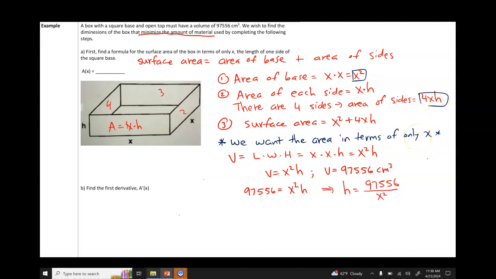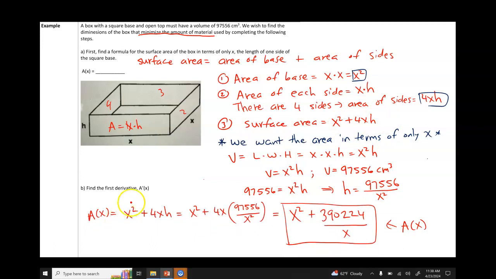So in order to get this in terms of x, we're going to solve for h, which is going to be 97,556 over x squared. And by doing that, we can now replace the h with this term and get everything in terms of x. Okay, so now our surface area is going to be x squared plus 4xh, but we want everything in terms of x. So instead of h, we're going to replace that with 97,556 over x squared.